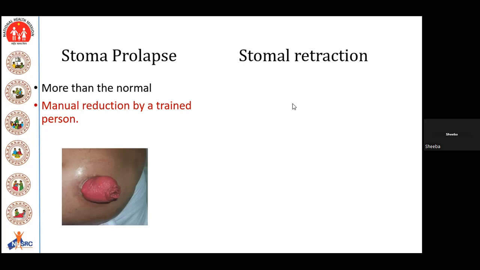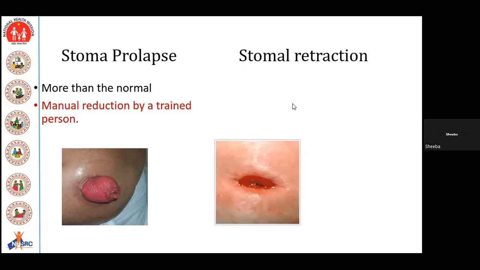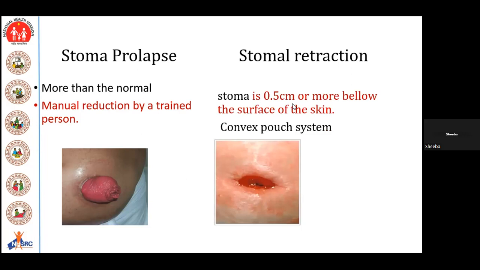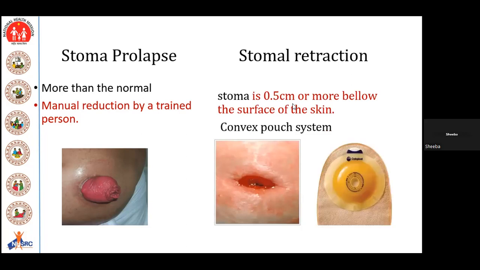The third one is stomal retraction. Here you can see the stomal retraction. If there is a stomal retraction, we are not able to fix the bag properly. So what you can do is use a convex pouch system. Here is the convex pouch system. This bag you can use for a stomal retraction patient.